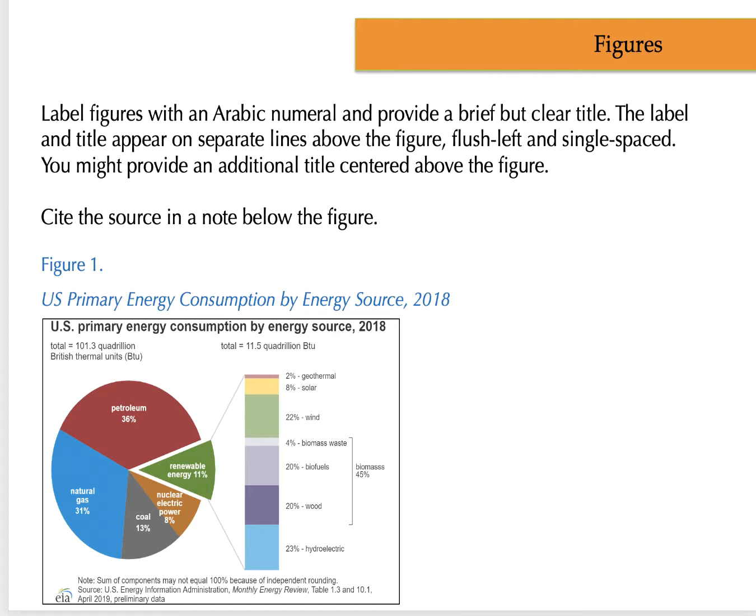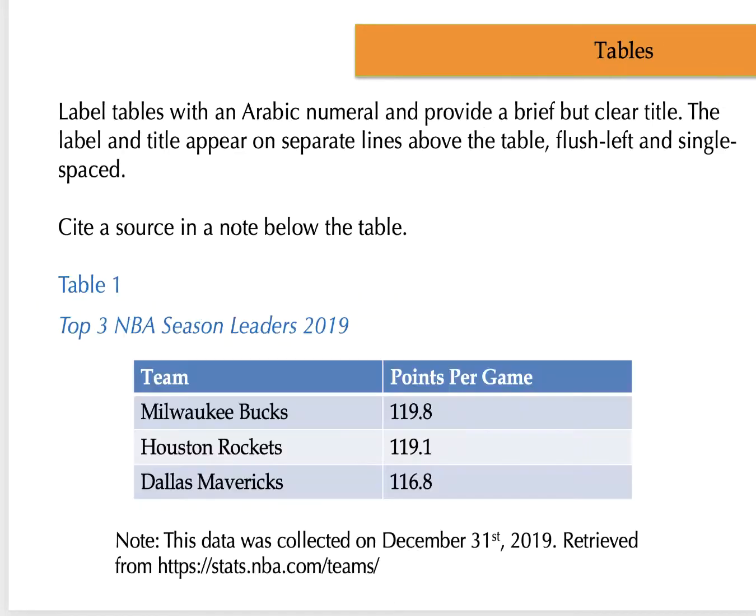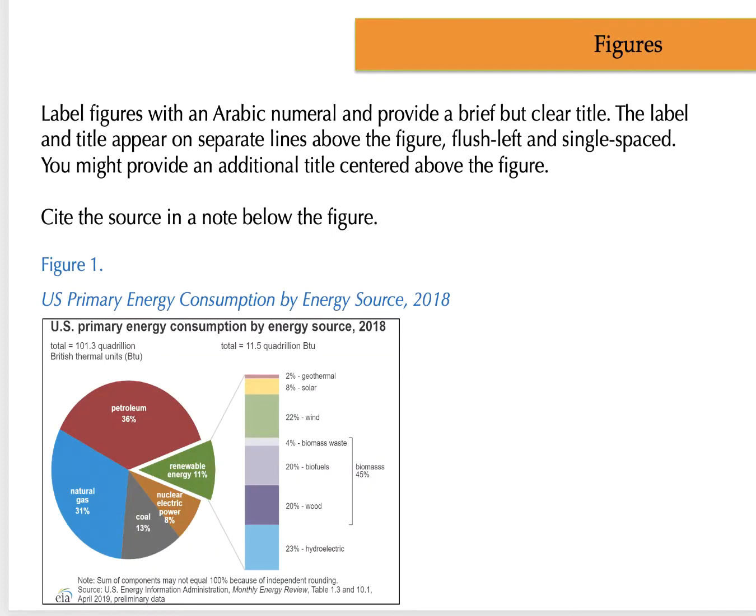The second point is that the label and title in italics are on the same line, flush left. Then you've got the figure. Before we had the table, so it looks fairly similar, other than it's repeated. If we go back to the table, we didn't repeat anything. We just said Top 3 NBA Season Leaders 2019. But in this figure, we do repeat US primary energy consumption in blue, and the first line of the actual chart has the same information in there. Anyway, you can do that.